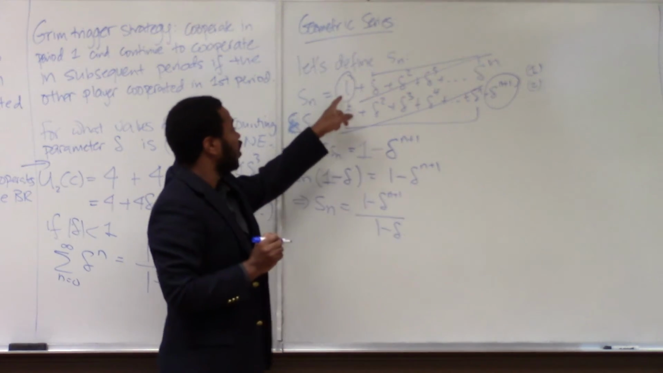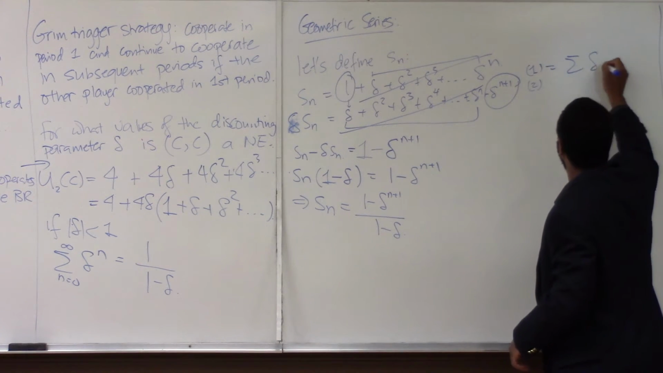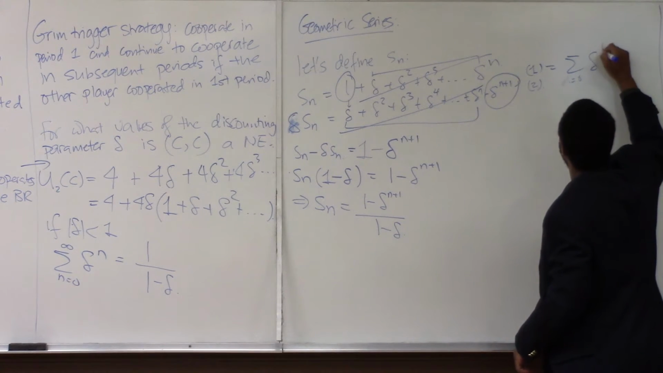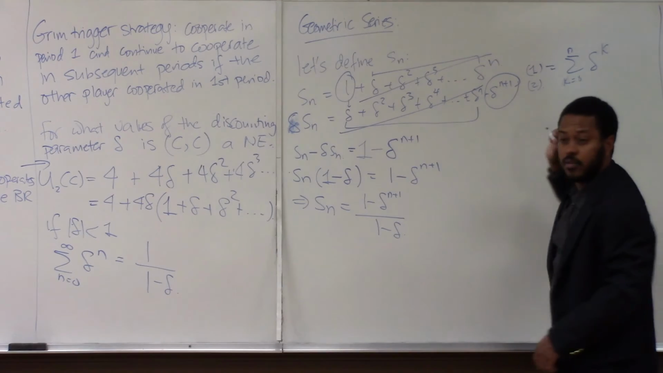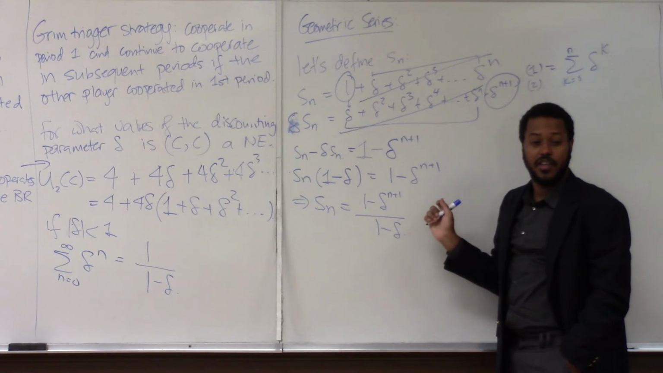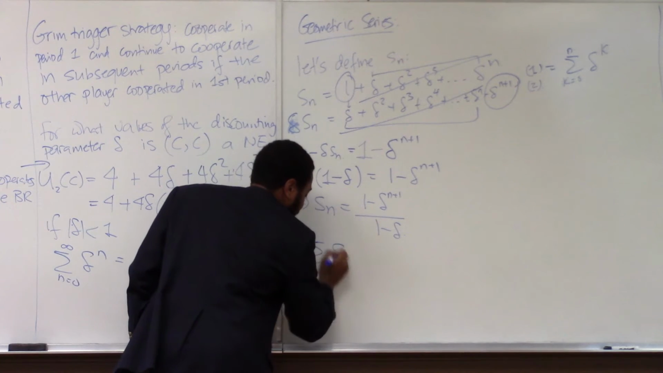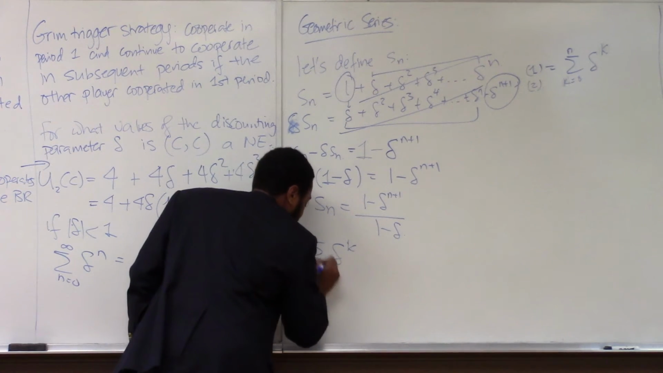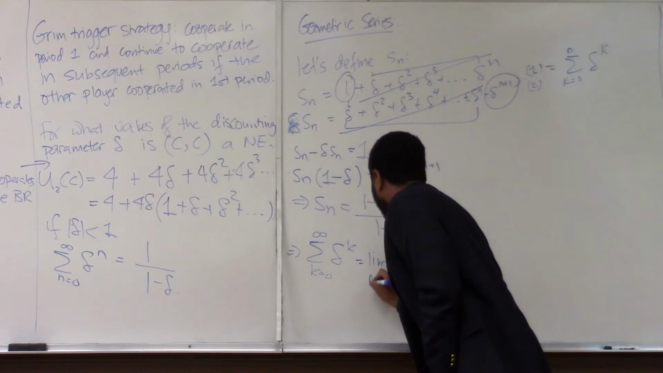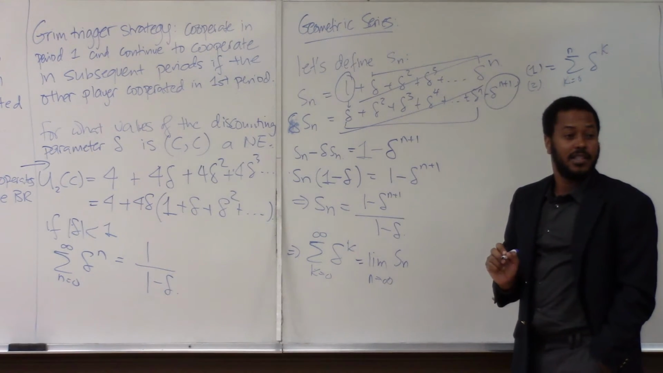Remember, Sn is just the sum of delta to the k, where k equals 0 to n. And if we want to figure out what this infinite sum is, we just have to figure out what happens when n goes to infinity. Does that make sense? So the sum of delta to the k, k equals 0 to infinity, is just going to be the limit as n goes to infinity of Sn. You guys see that?